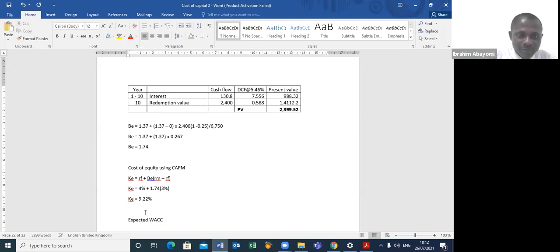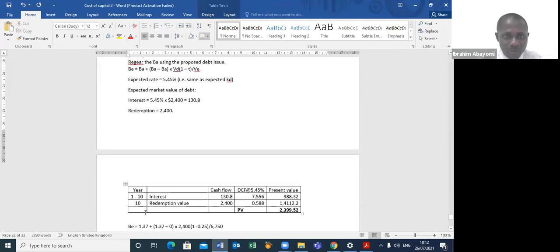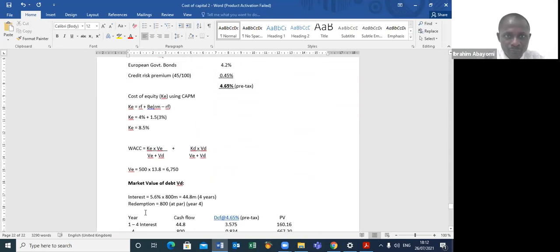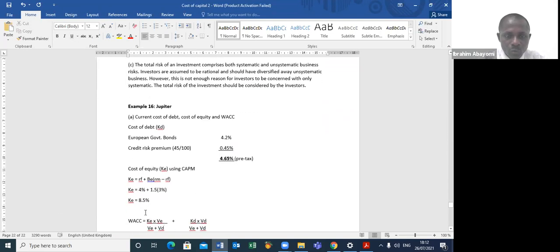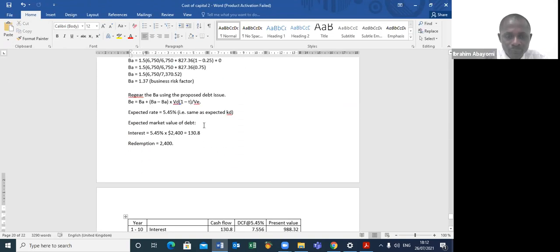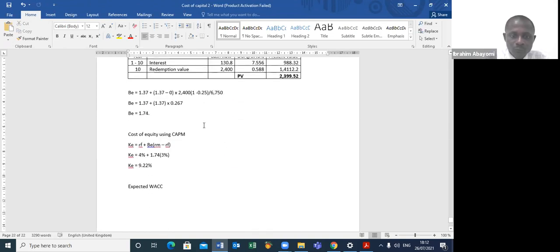Good. So we can now compute our expected weighted average cost of capital. Where's our WACC formula? This is the WACC formula. What is the cost of equity? 9.22. Let me just rewrite it again.